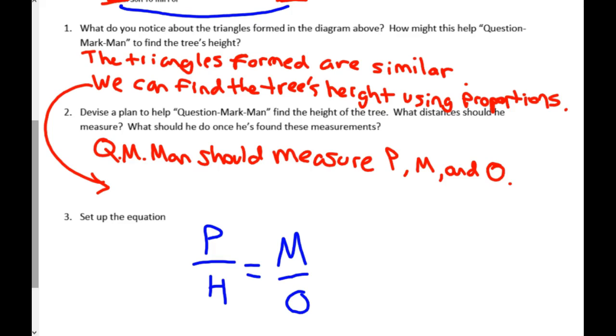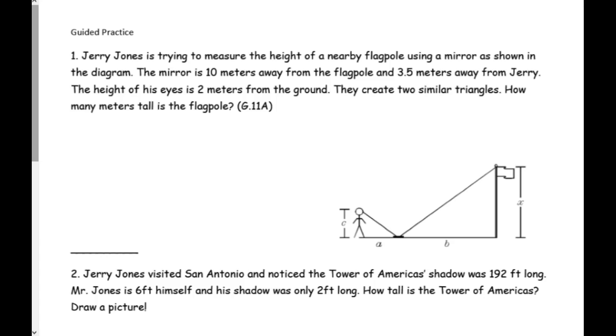All right, so on the back, number 1, Jerry Jones is trying to measure the height of a nearby flagpole using a mirror as shown in the diagram. Okay? This is a rich man. All right? And he's looking down at a mirror to measure a flagpole. That's the way it is, you know. So, the mirror is 10 meters away from the flagpole.